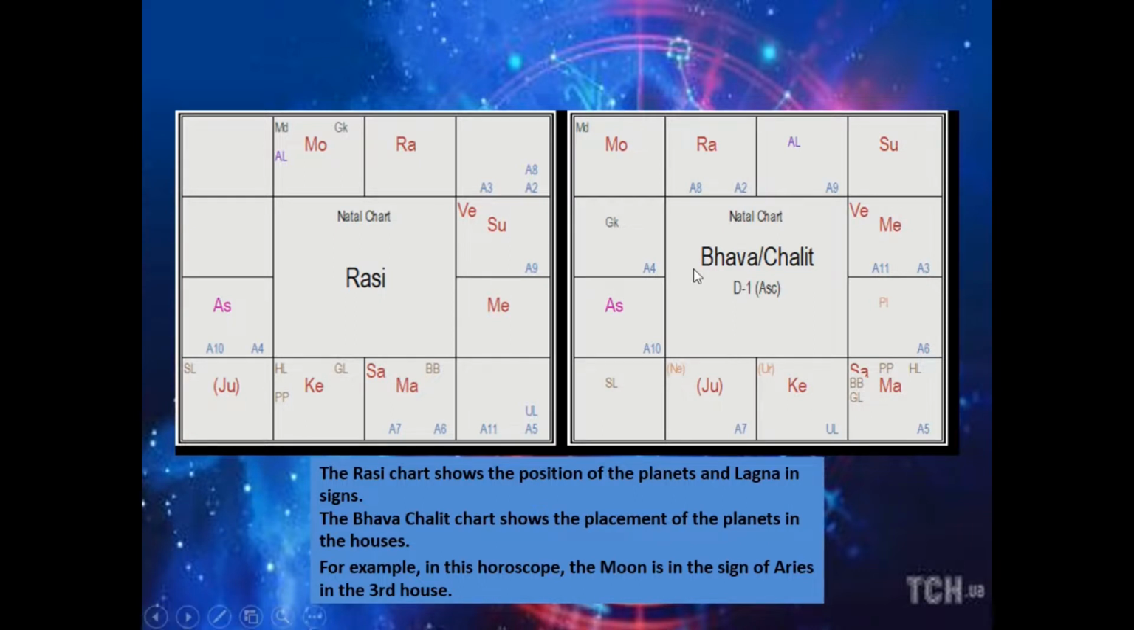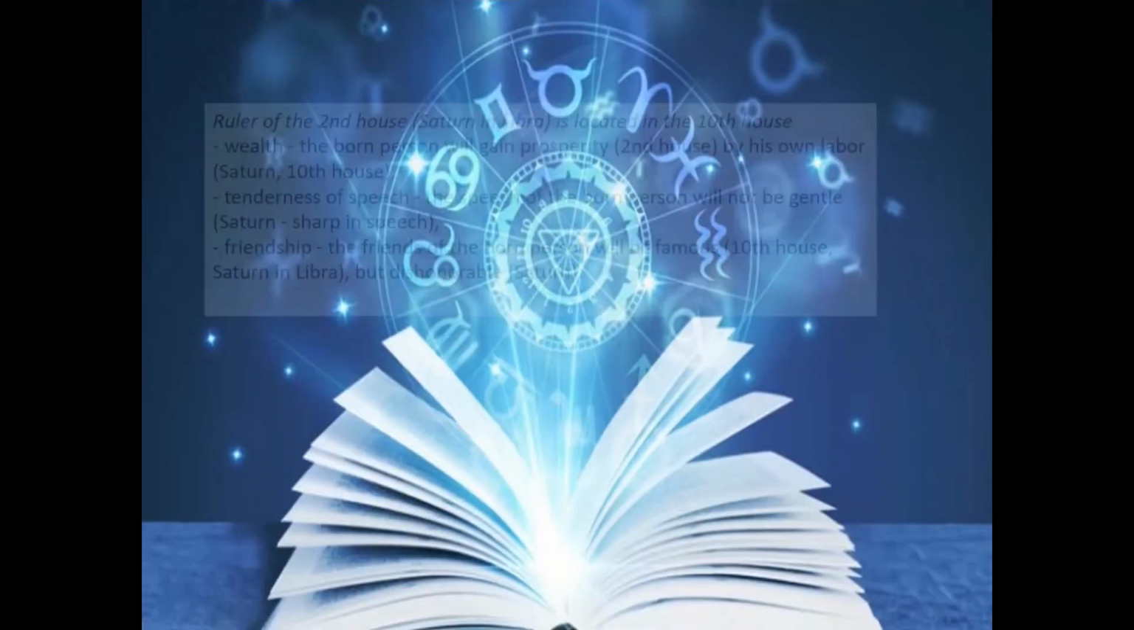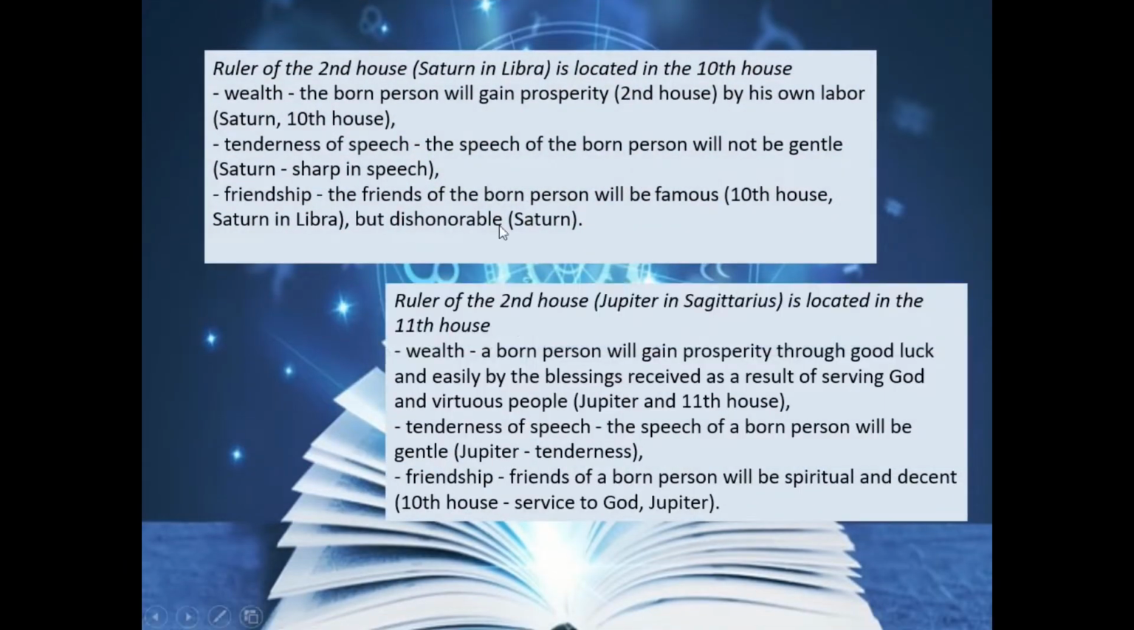Now, let's compare the two interpretation results. According to the main birth chart, the second lord Saturn, placed in the 10th house in Libra, will give the following results. Regarding the wealth of a person, a born person will gain prosperity by his own labor. His speech will not be tender. The friends of a born person will be famous, but dishonorable.